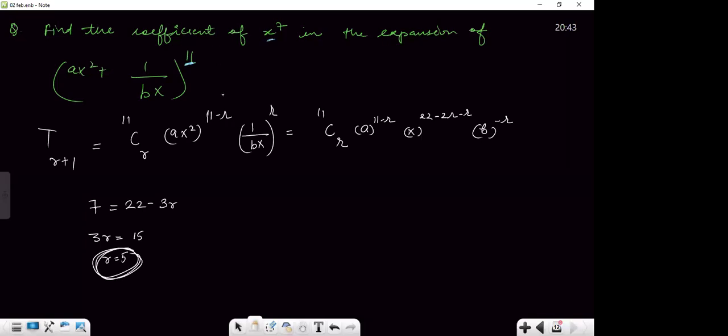And we have to find the coefficient. So the term will be the sixth term, which will have x raised to 7, and 11C5 a raised to power 11 minus 5, which becomes 6, into b raised to power minus 5. That comes out as 11C5 a raised to power 6 divided by b raised to power 5. That is precisely our correct answer.